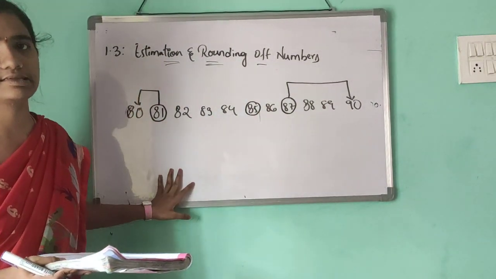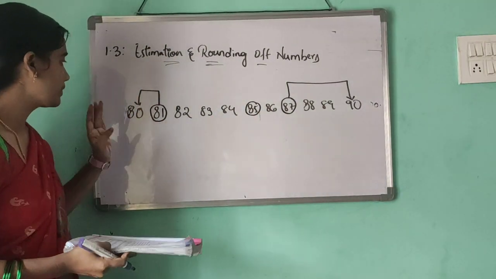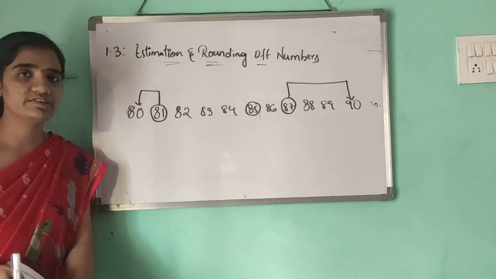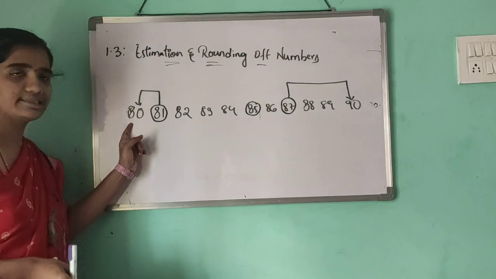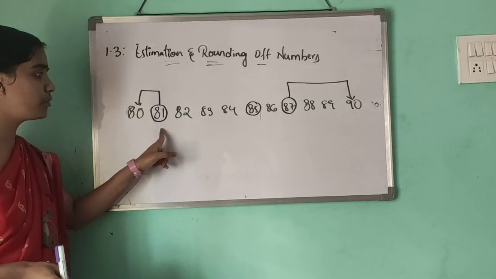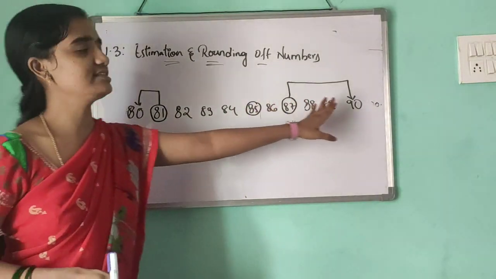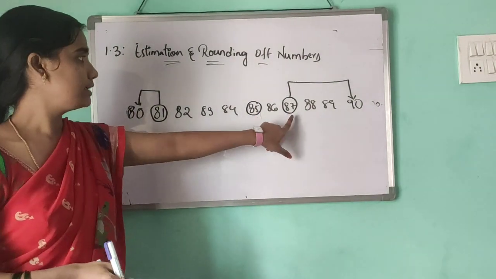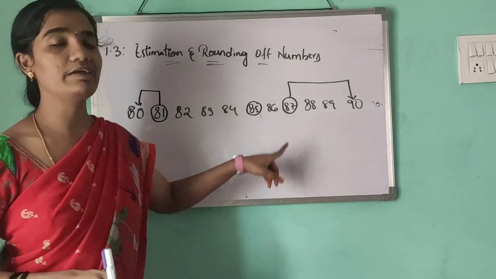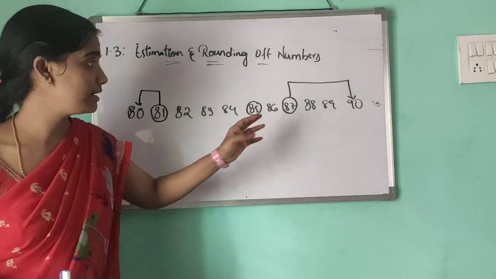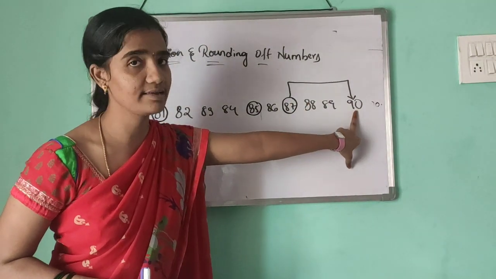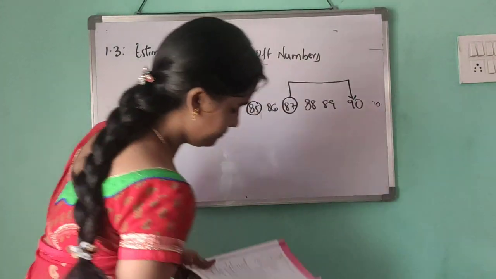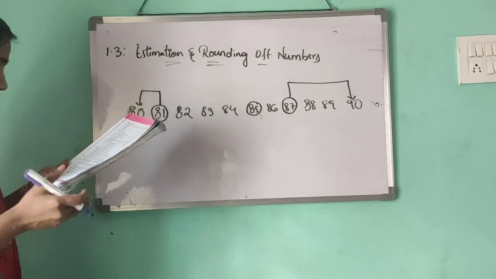Here I am giving the example. Two-digit numbers are there. Here 80. How can we find it? 81 is there. Which is the nearest number? 80 is the nearest number. So we have to round 81 to 80. Among these numbers, the middle one is 85. So 85 is marked. Which is the nearest number to 87? The estimation number is 90. So 87 is rounded to 90. This is the tens. Okay.